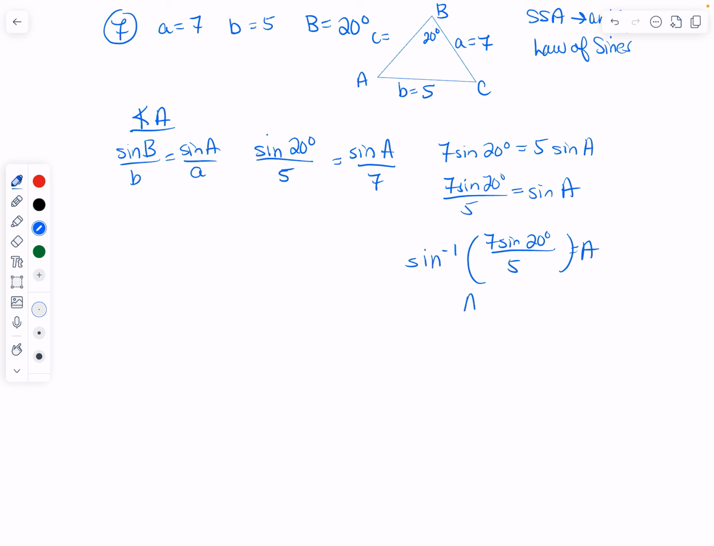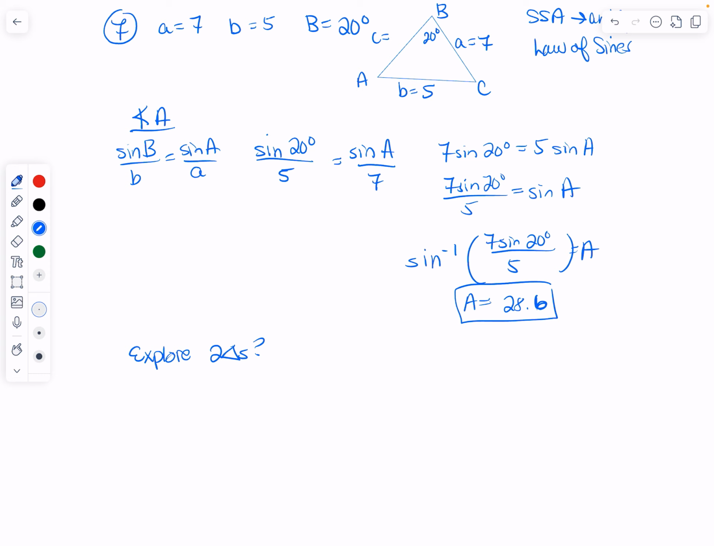And when I do that, I get A equals 28.6. So I have angle A. All right. Now, I know I have at least one triangle. Do I have two triangles? I don't know. So I'm going to explore to see if I have two triangles.